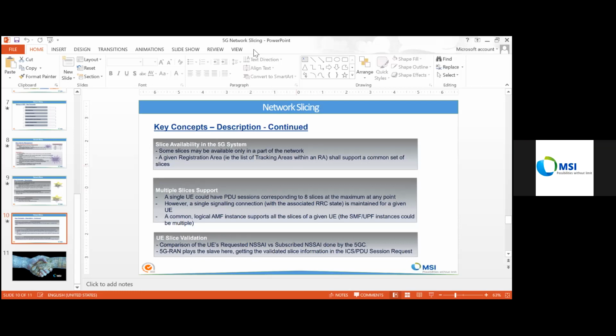Well, thank you, Jitendra. We have one more in our email. It says, what are the benefits of network slicing to operators?